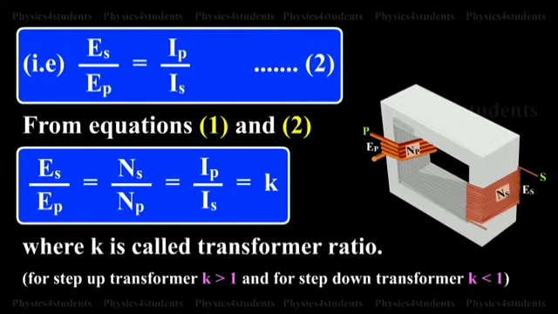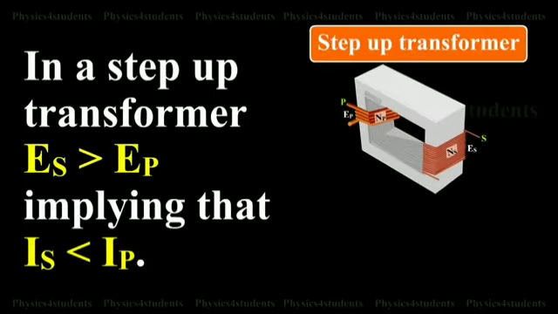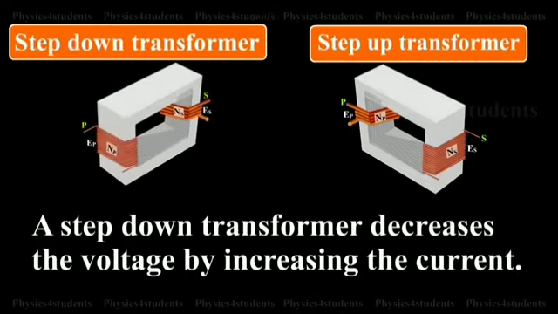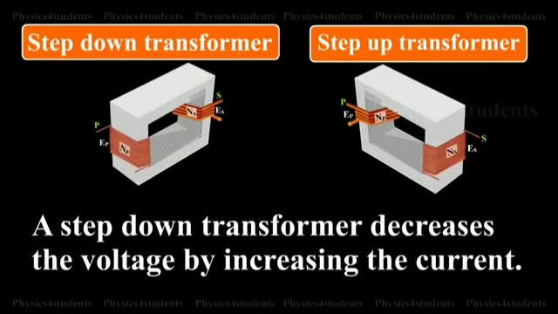For an ideal transformer, for step-up transformer, K is greater than 1, and for step-down transformer, K is less than 1. So, K is known as voltage transformation ratio. In step-up transformer, ES greater than EP, implying that IS less than IP. Thus, a step-up transformer increases the voltage but decreases the current, which is in accordance with the law of conservation of energy. Step-down transformer decreases the voltage by increasing the current.